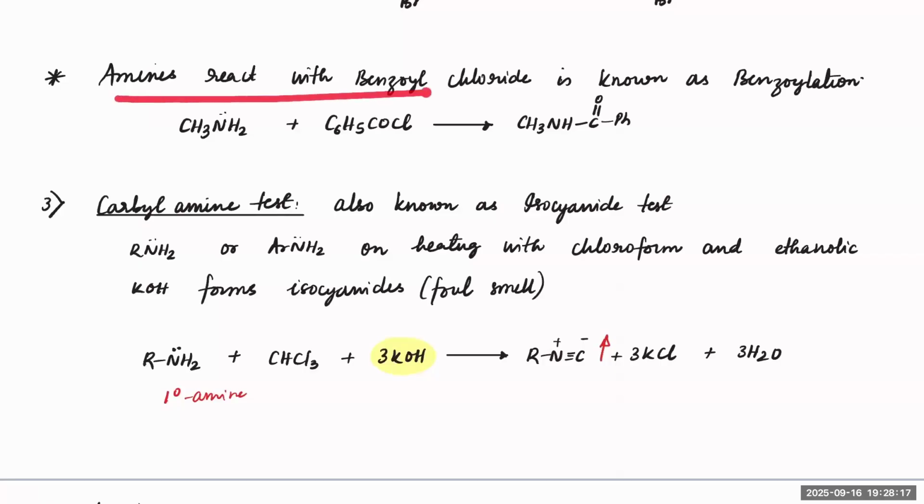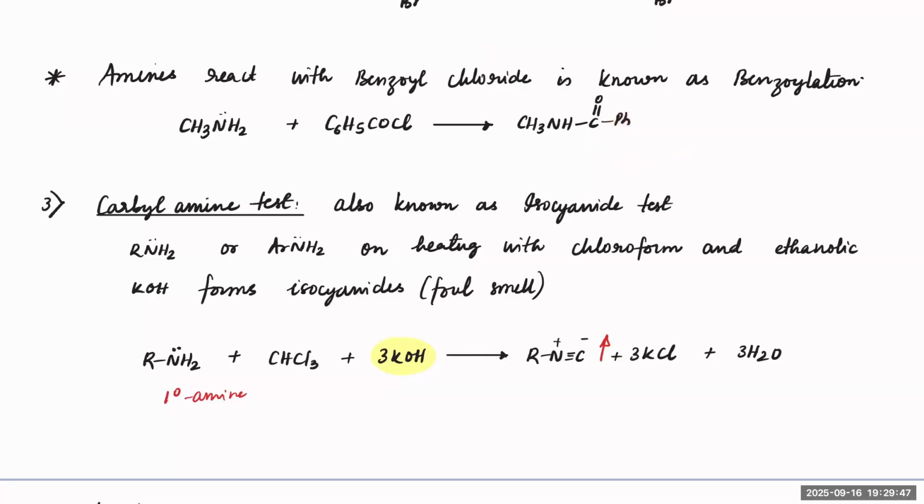Amines react with benzoyl chloride, that is known as, just like we called it acylation, now we call it benzoylation. Okay, it is called benzoylation. So see, when amines react with benzoyl chloride instead of acyl chloride, it is called benzoylation. Basically, instead of phenyl, if it was CH3, this is called acylation.